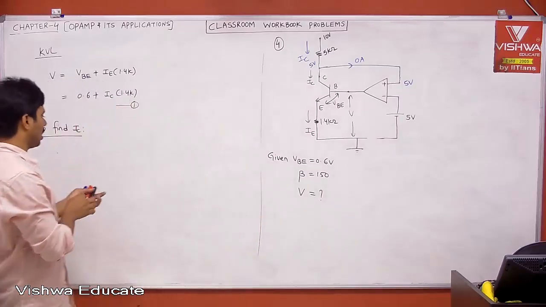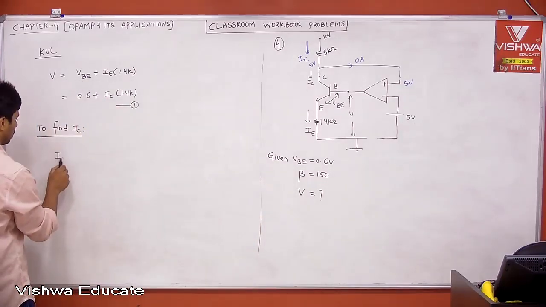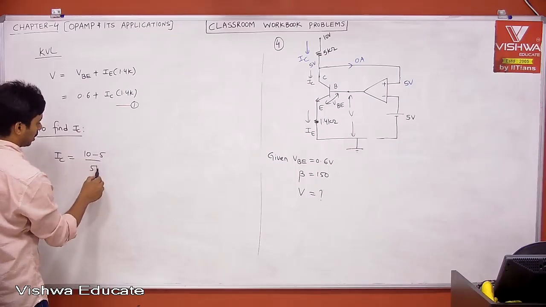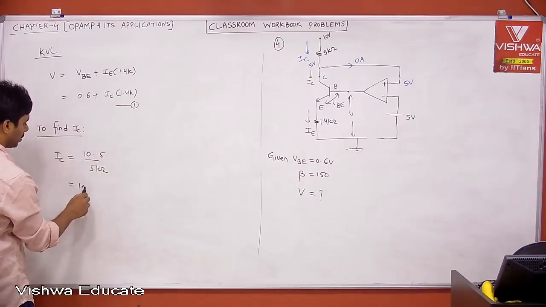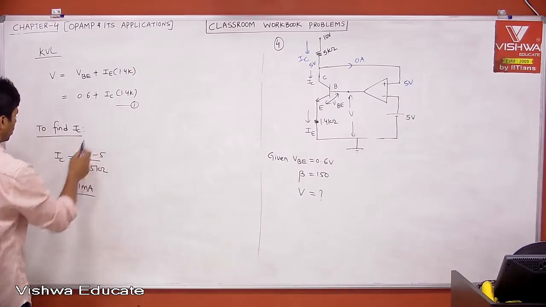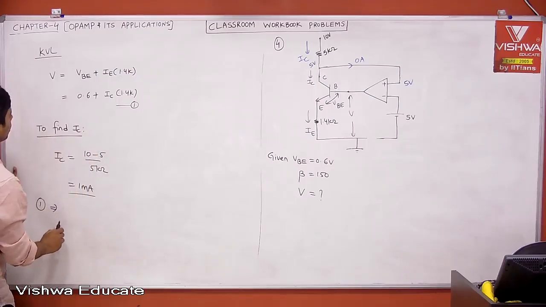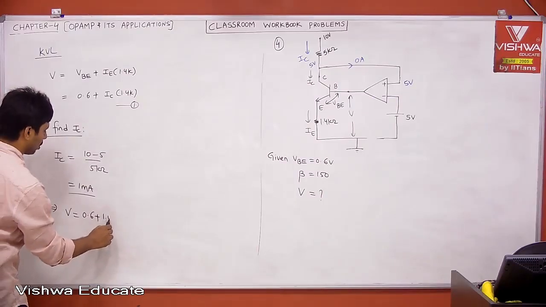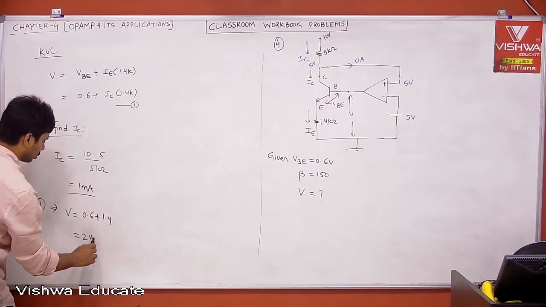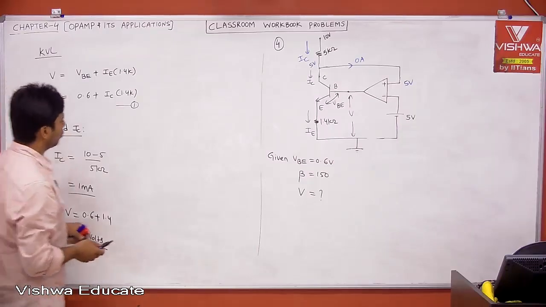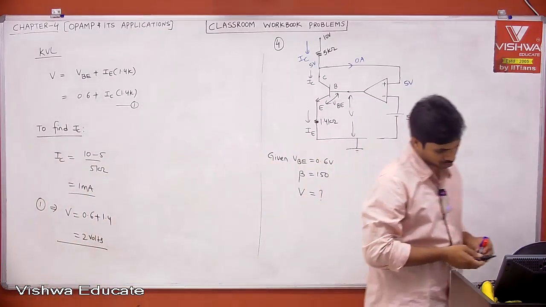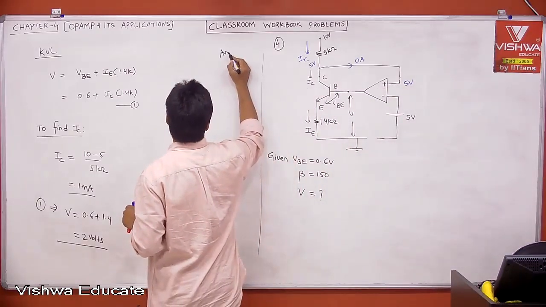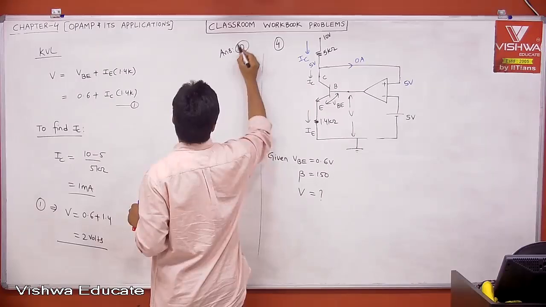Therefore, tell me what is your IC now? IC is equal to 10 minus 5 divided by 5K. Then what is this? 1 milliampere. Then you substitute, then equation 1 implies what is V? V is equal to 0.6 plus 1 milli into 1.4. Therefore 1.4. Then V is equal to 2 volts. What is the answer? Negative feedback and 2 volts. Answer is D. Answer is D.